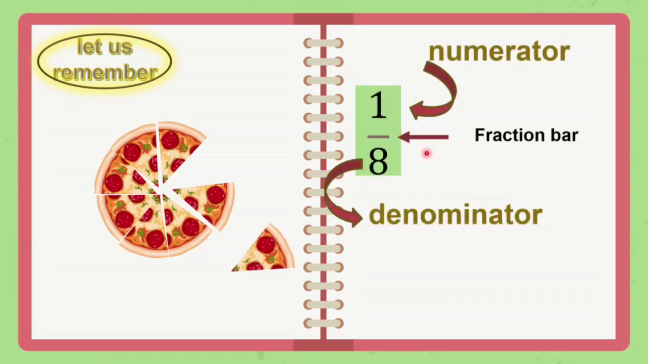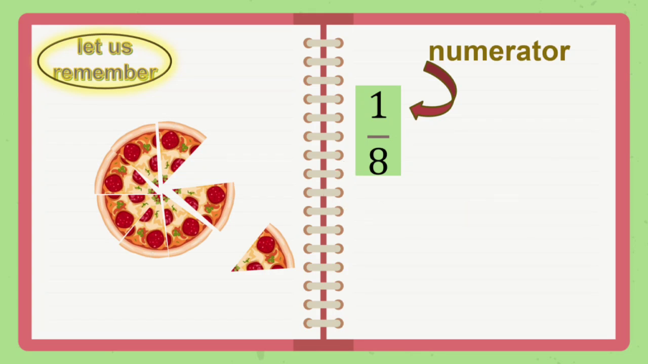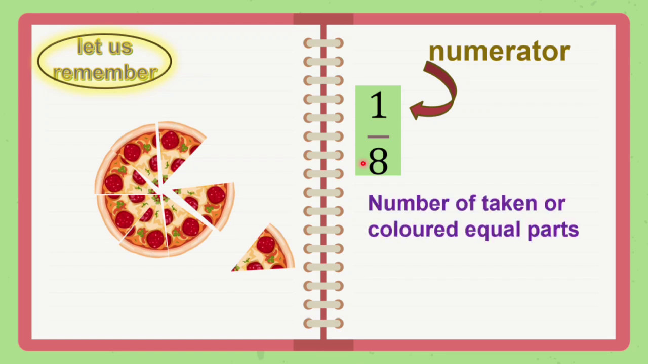So let's know what the fraction consists of. It consists of the upper number, which is called the numerator, and the lower number, which is called the denominator, and between them there is a fraction bar. That's right. So let's remember what the numerator is. Here, the numerator in this fraction is 1, right? It represents the number of parts that the boy took.